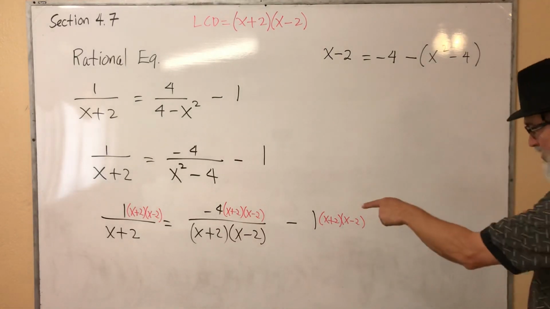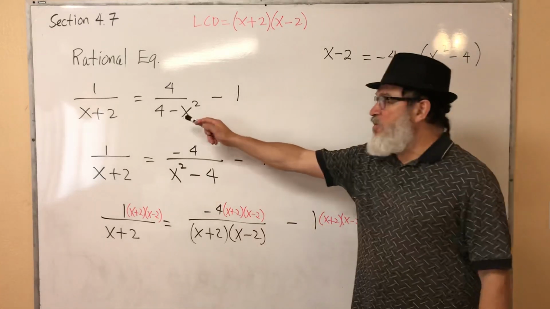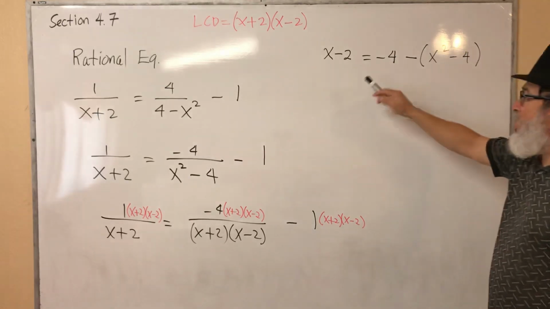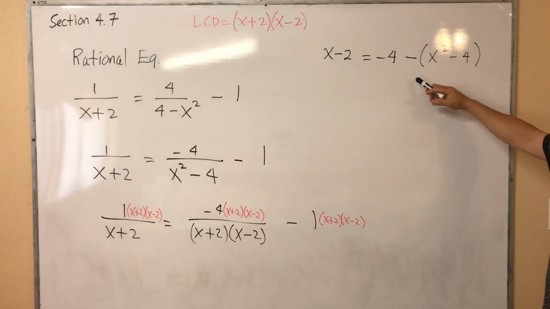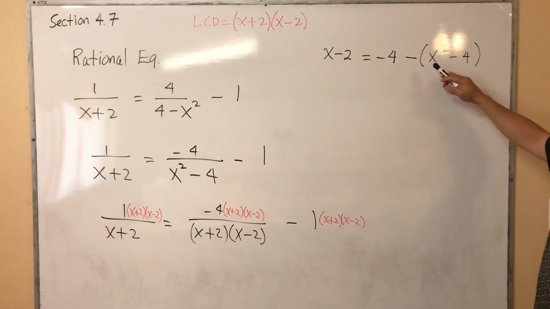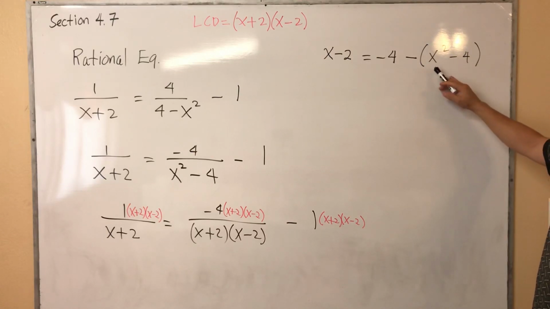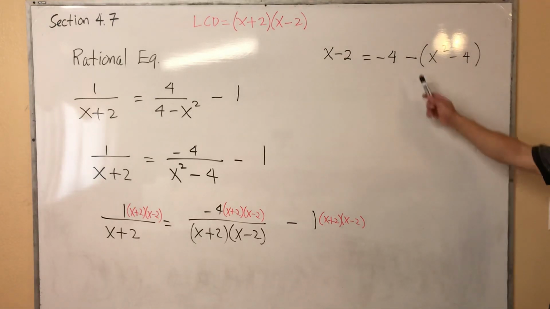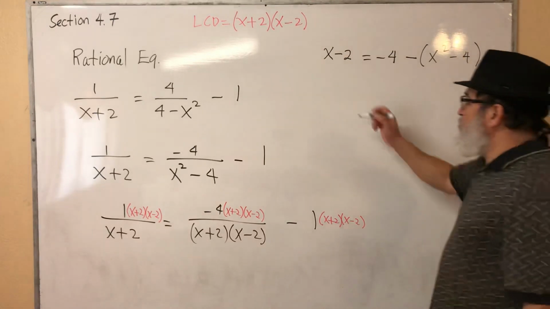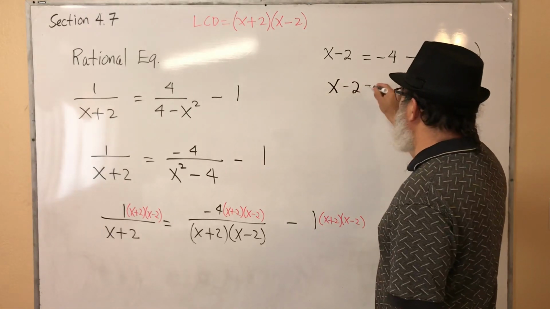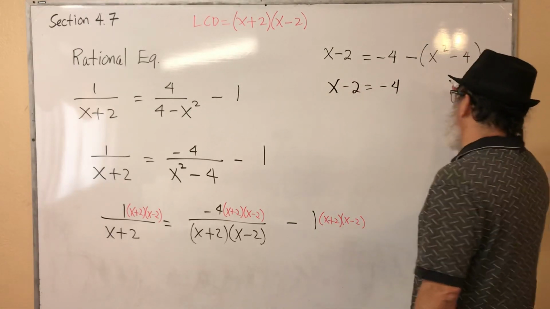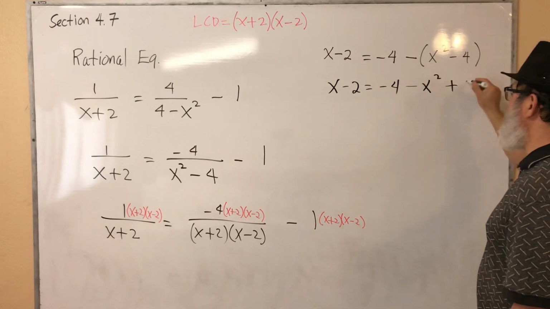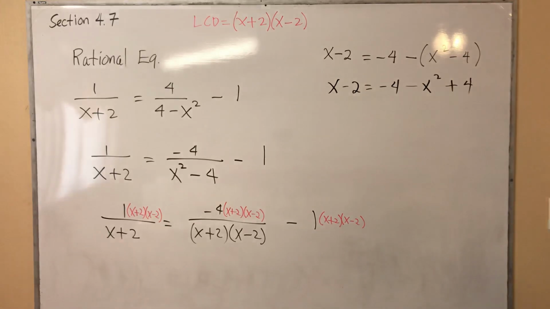We're simplifying this equation. Look, we started with this equation, and look how easy and how simple it became by multiplying every numerator by the LCD. Okay. Now distribute the negative. So this is x minus 2 equals to negative 4. Distribute. Negative x squared. Distribute. Plus 4. Okay.